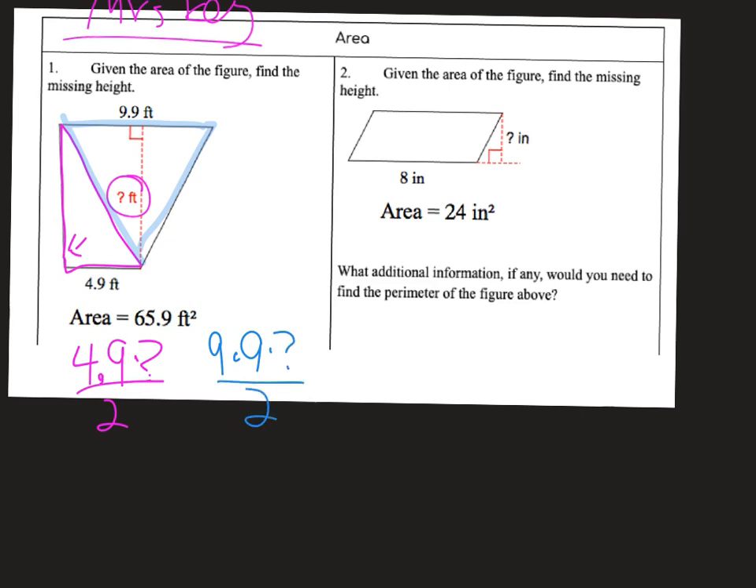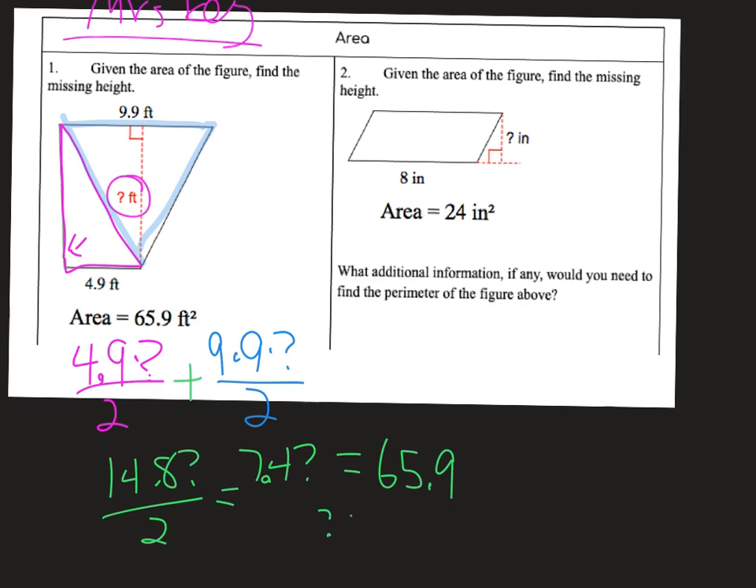So to find the area of the trapezoid, I'm going to add those up. So 4.9 and 9.9 is 14.8. So that's 14.8 question marks over 2, which is 7.4 question marks. And that's going to equal 65.9. I'll do it another way in case this is scary. And then I'm going to take that 65.9 and divide by 7.4. And I get about 8.9. So I get the question mark is 8.9.